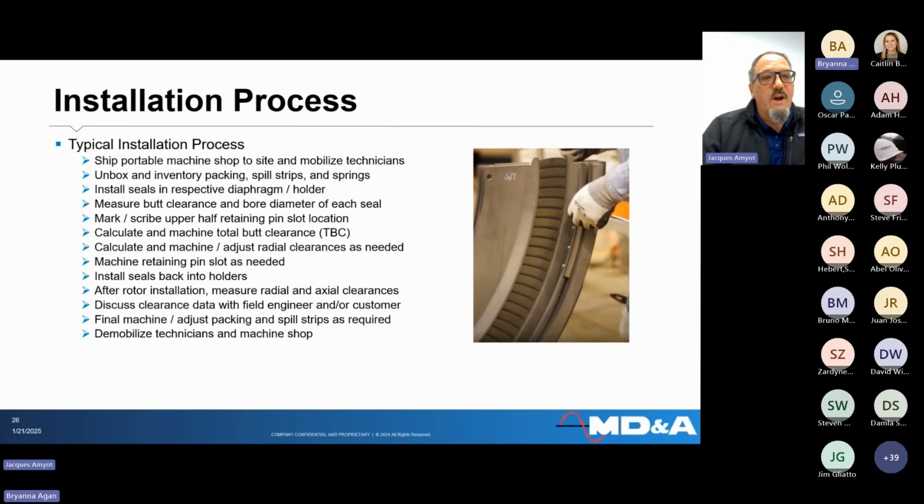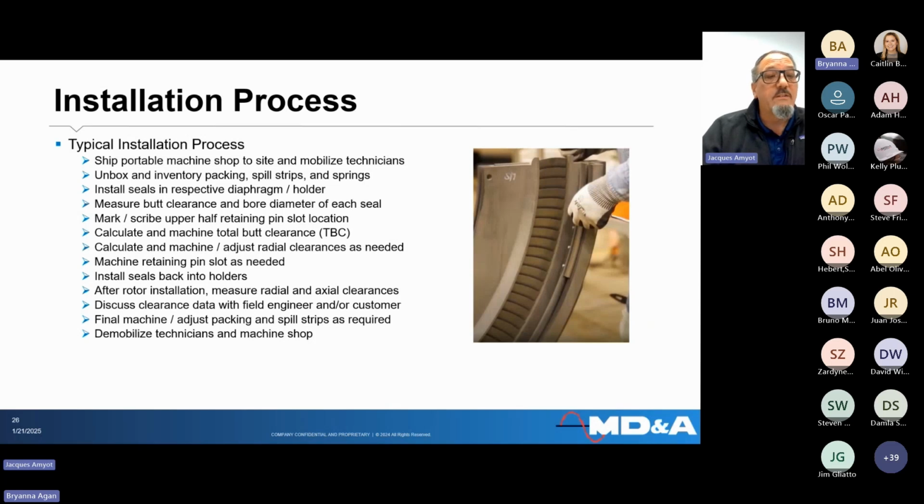They mark or scribe retaining pin slot locations. Usually we machine for seal keys in the factory. However, because the retaining pins for circumferential movement move a lot depending on the OEM, and on whether they're in the same hole as they were previously, where the new holes are drilled, those are done on site.